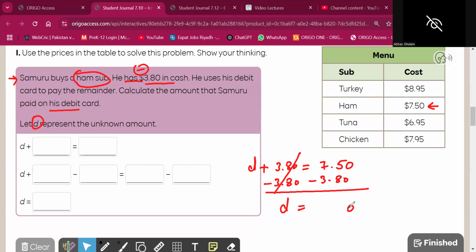0 minus 0 equals 0. I borrow because 5 is less than 8. What is left here? 6. Take the borrow, 15. I cross this out and write 15 here. 15 minus 8 equals 7. 6 minus 3 equals 3. So it means Scenario is paying from his debit card how many dollars? $3.70.